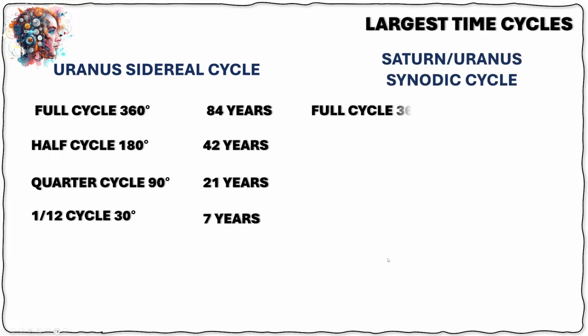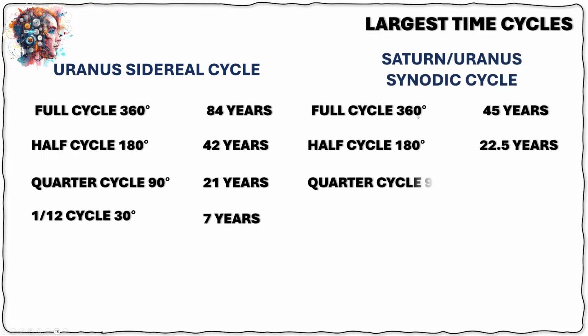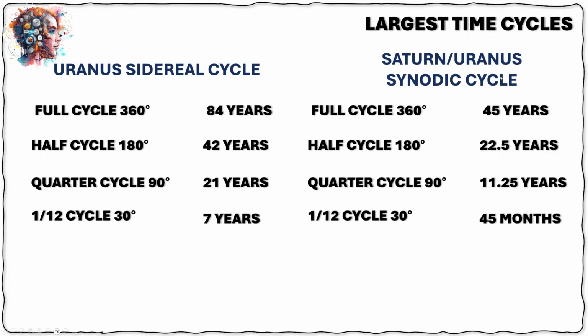Now the other cycle is the full cycle of the Saturn-Uranus synodic cycle, which is 45 years. Now understand, two 45-year cycles and an 84-year cycle. This becomes 90 and this becomes 84. Similarly, 45 years and 42 years, 22 and a half years and 21 years. They are very close, these ones. So what happens, I will explain.